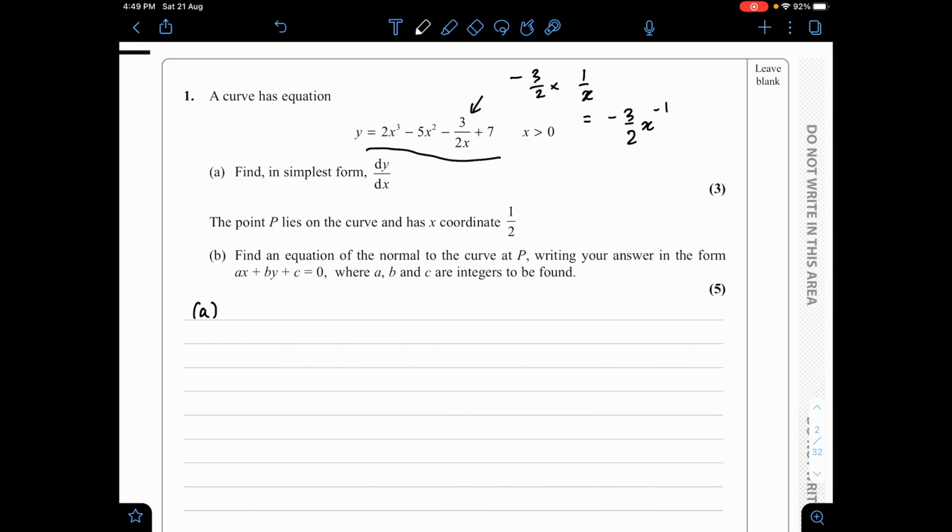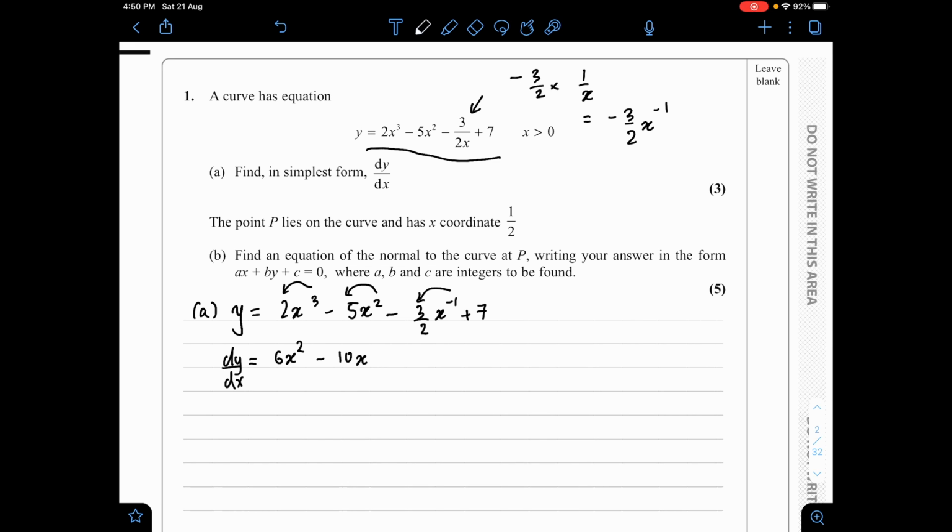So now we can rewrite this equation: y equals 2x cubed minus 5x squared minus 3 over 2 x to the power of negative 1 plus 7. And then we can just differentiate, so dy over dx. The 3 will come down, so you have 3 times 2, which is 6, x to the power of 3 minus 1, so that's squared, minus 5, so 2 comes down, so you get 10x, and minus 3 over 2, and then you times by minus 1, so this goes down the power, and this as well.